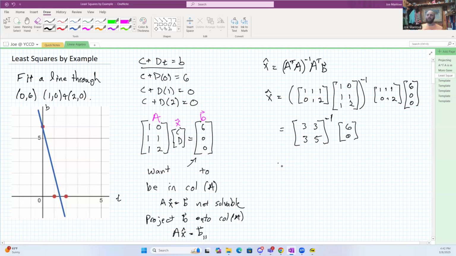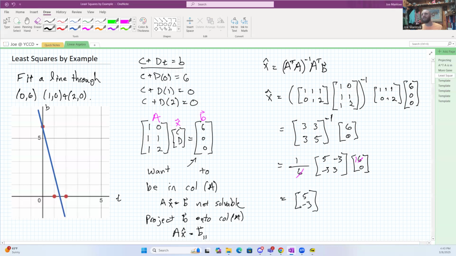Okay, so I need to invert this matrix. I'm just going to use that 2 by 2 flip trick. So I need 1 over 15 minus 9, which is 6, times my matrix, where I swap the places of the 5 and 3 and put negatives on the 3's. Then I need to multiply this by 6, 0. Good news here: I can do this out of order, so I can cancel this 6 against that 6 and be left with a 1. Then I just do this multiplication, and I get the vector 5, negative 3.